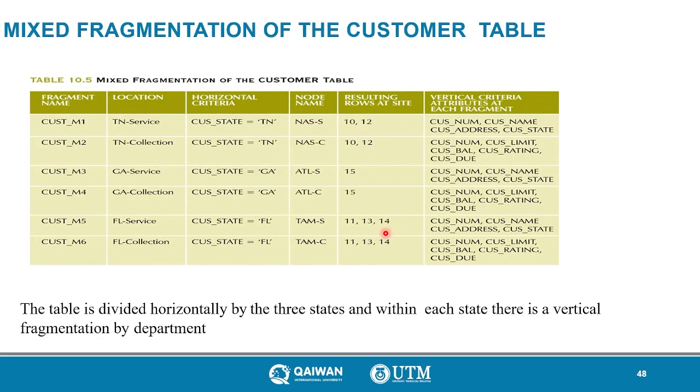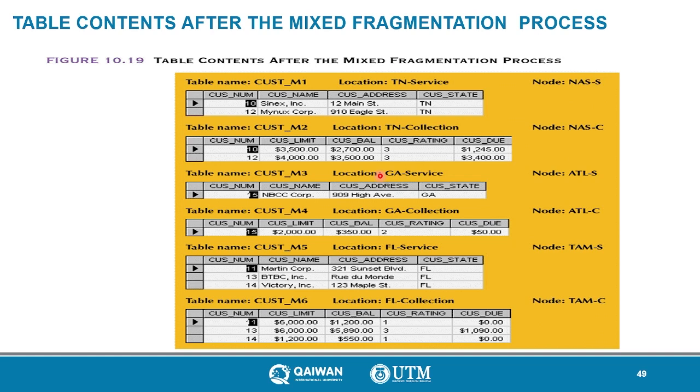Now, mixed fragmentation of the customer table. Now, this table is divided horizontally by the three states. Within each state, there's a vertical fragmentation by department. Now, the table content after the mixed fragmentation process looks like this.